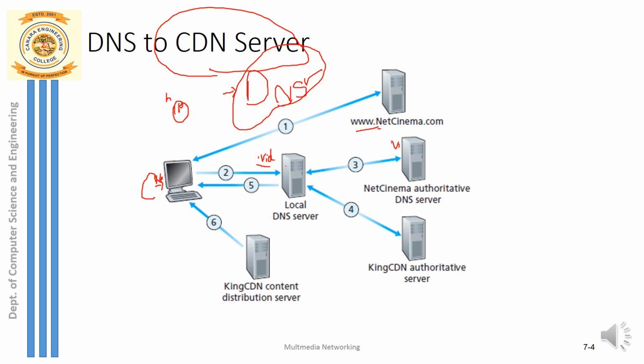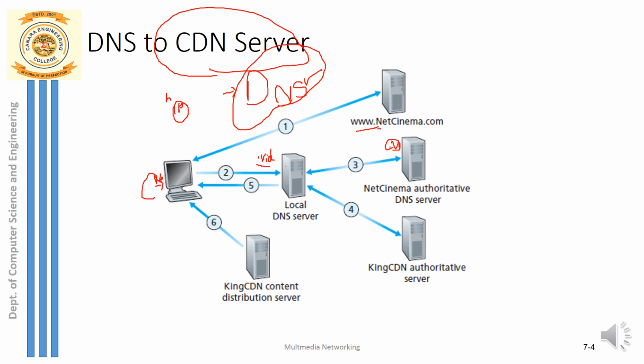to the authoritative DNS server of the CDN. The netcinema authoritative server will give you the link for the CDN, that is King CDN, which is owned by netcinema. So King CDN's authoritative DNS server's address will be provided by netcinema. Here the netcinema authoritative DNS server will not give its own original server's address. Instead, it gives the address or link of the authoritative server of King CDN, all by checking the host name which contains this video part.